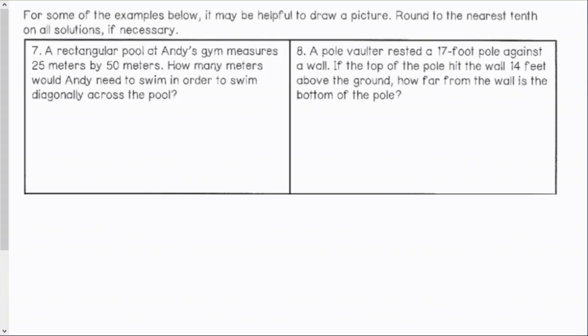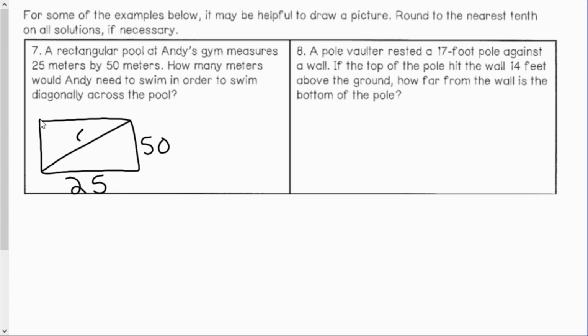Looking at number 7, a rectangular pool at Andy's gym measures 25 meters by 50 meters. How many meters would Andy need to swim in order to swim diagonally across the pool? So if I draw a rectangular pool, I know one of my lengths is 25 meters and the other length is 50 meters. I know Andy wants to swim diagonally across the pool, so I can use the Pythagorean theorem with legs of 25 and 50 to find my diagonal distance c.